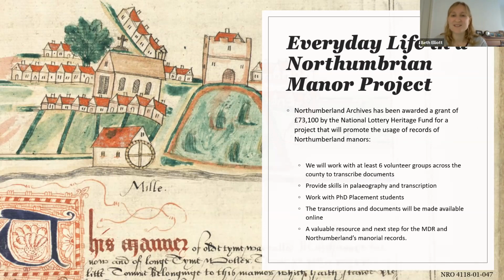The archives have been granted a fund of £73,100 by the National Lottery Heritage Fund. And this is for a project that will promote the use of Northumberland manors and their records. So basically the records relating to Northumberland manors. And basically you can see it as almost a next step to that MDR project. So we've got the Manorial Documents Register, we've highlighted all of these documents, we've highlighted where we can find them. Now we're going to show you how you can use them.